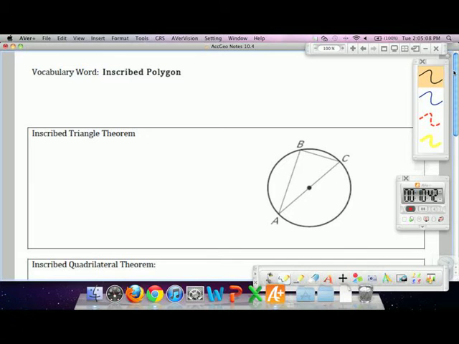And recall, for an inscribed angle, the only part of that angle that necessarily has to be on the circle is the vertex. So what do you think is going to be true about an inscribed, say, triangle? If an angle has one vertex on the circle, how many vertices does a triangle have? Three. So how many vertices are going to be on a circle if it's inscribed? All three. If it's an inscribed, say, quadrilateral, how many vertices are going to be on the edge of a circle? Four.